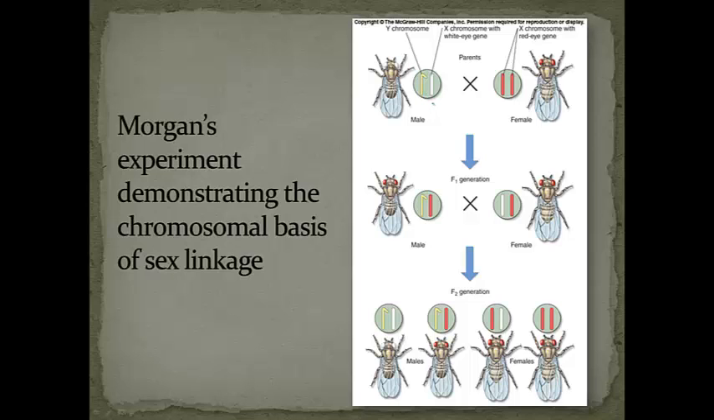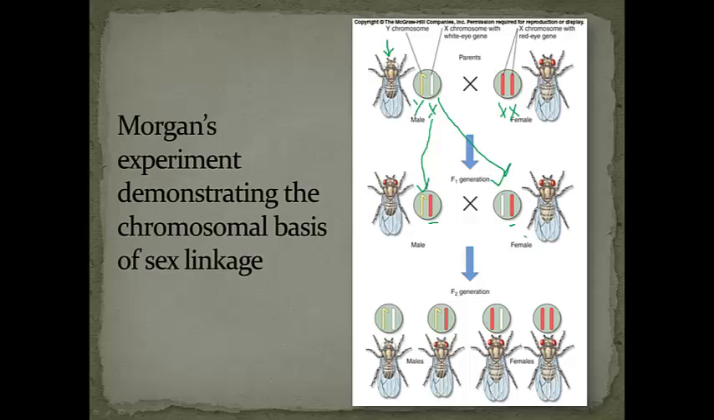Okay, so we've got a male fruit fly. The eye color gene is actually on the X chromosome. So our white-eyed male is carrying a white X and a Y. His sons get his Y. His daughters get his X. Mom is carrying 2 X's. Females are double X. Both of her kids get a red X from her.